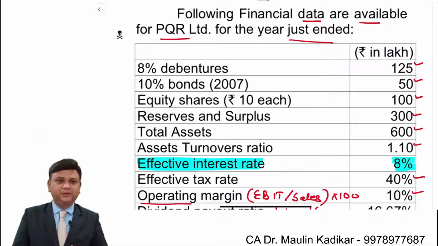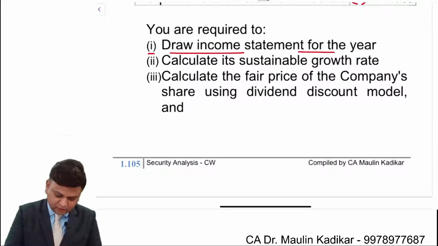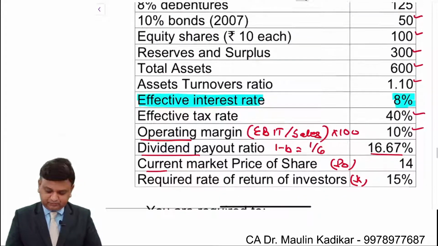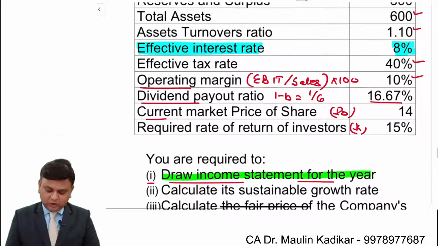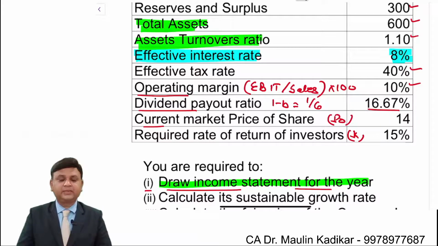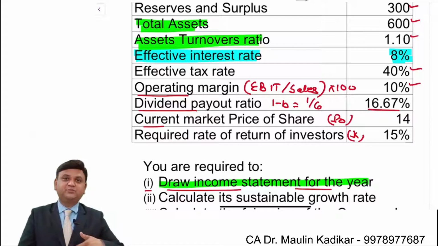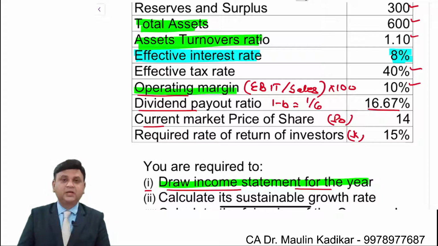Now friends, over here the first part of the question says that you are required to draw income statement for the year. Everybody is requested to pay attention. You have been provided with the assets and the asset turnover ratio. With this information we can compute the sales. Then you have been provided with the operating profit margin. You can compute the EBIT.